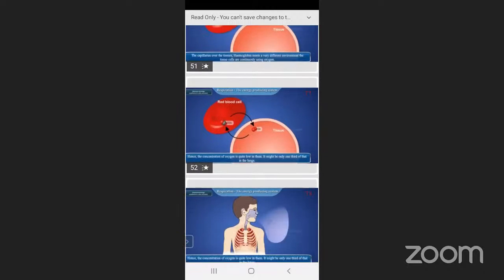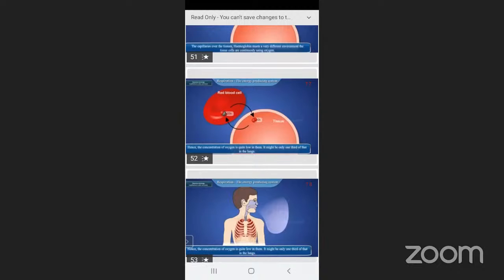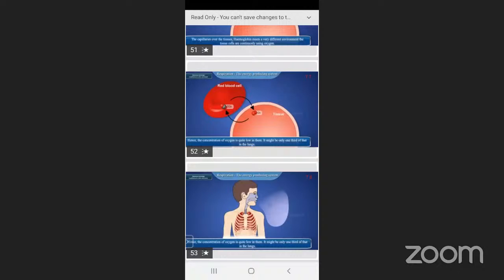See here, red blood cells and tissues. From red blood cells, oxygen goes to the tissue side. From tissue, carbon dioxide goes to the red blood cell side. Like this, exchange of gas takes place at the tissue level. From red blood cells to tissues, oxygen; from tissues to red blood cells, carbon dioxide.